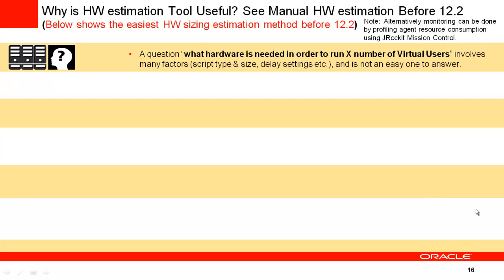When planning for a load test, a typical question that may arise is what hardware is needed in order to run the load test. For example, you may want to run a 3000 virtual user load test and need to come up with a spec of hardware you need to prepare. But this is a very tricky question as there is no generic answer that applies to all situations. It involves many different factors and answers differ from scenario to scenario. This slide shows how to do the hardware estimation before 12.2.